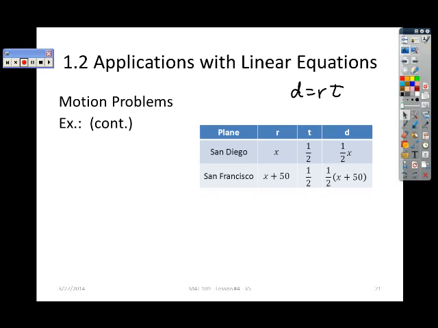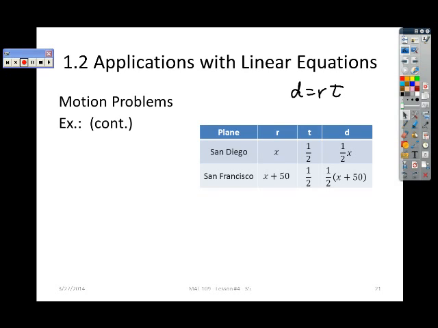Starting here, going this way. Wouldn't you add those two distances to get that total? You take this one and you take this one, and this one plus this one gives you the total. When they're going opposite directions, you're going to add distances. If they're going the same direction, you subtract distances.